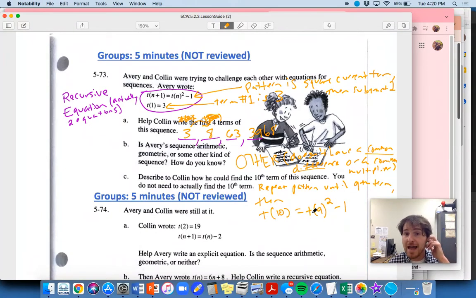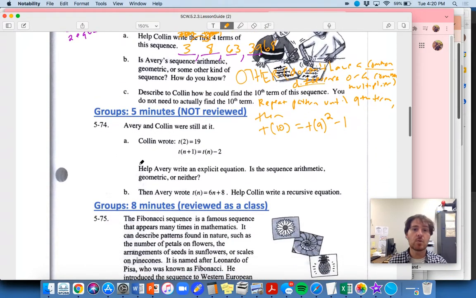So if you knew what the 9th term was, square it. You're not squaring 9. You'd square whatever that 9th term is. It'd probably be a pretty big number. Square it, and then you subtract 1 from it. That's what the 10th term of that sequence is here. Okay? This one here, 574.